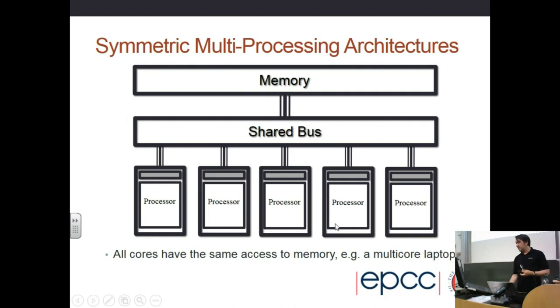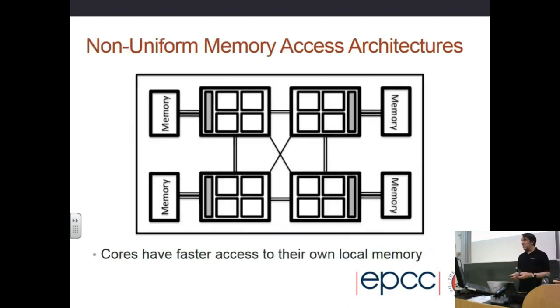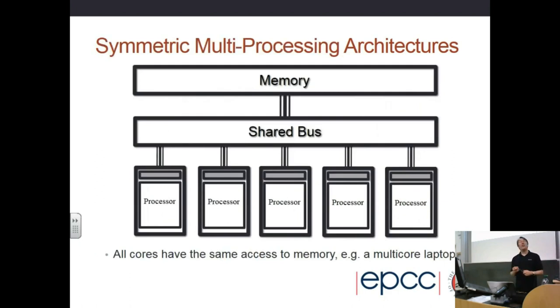And so all cores have the same access to memory, and that's probably how your multi-core laptop is designed. It just turns out in a multi-core laptop, all these processor cores are probably stamped out on the same piece of silicon. But that's really a manufacturing detail you don't care about. But you can see immediately what the issue with this is. There is a bottleneck here.